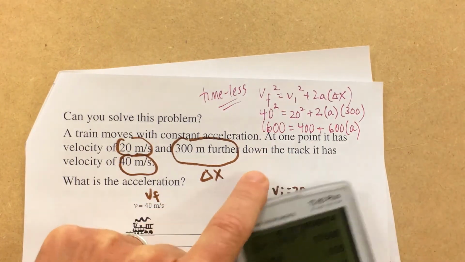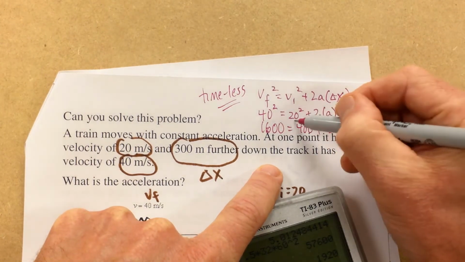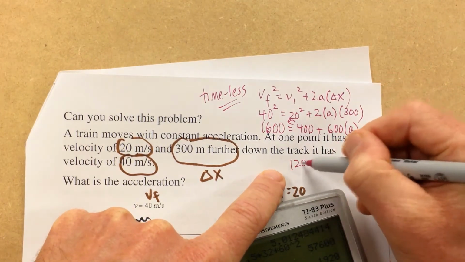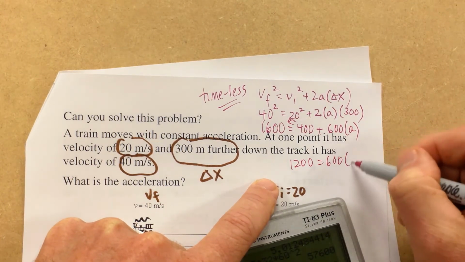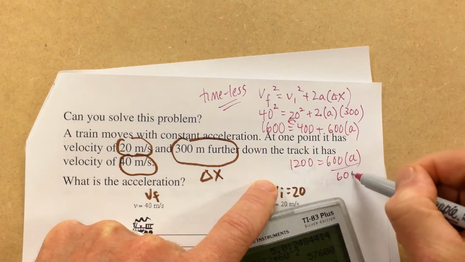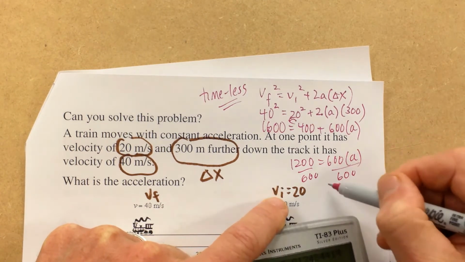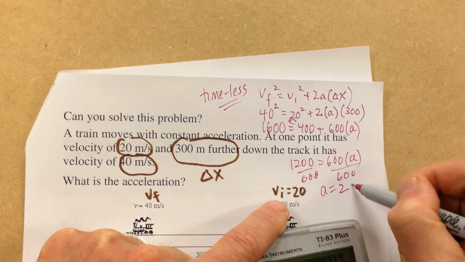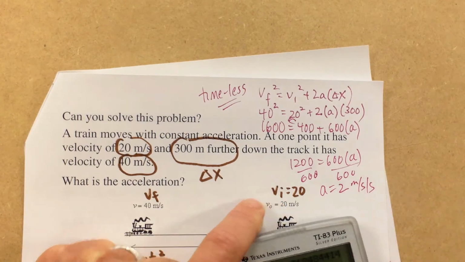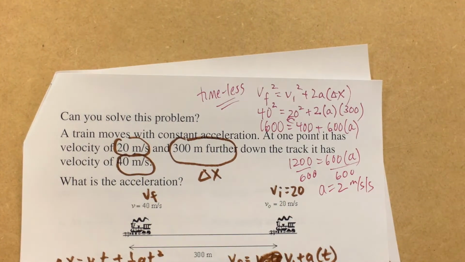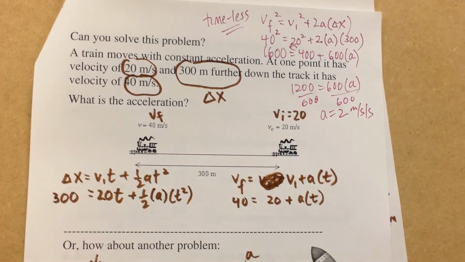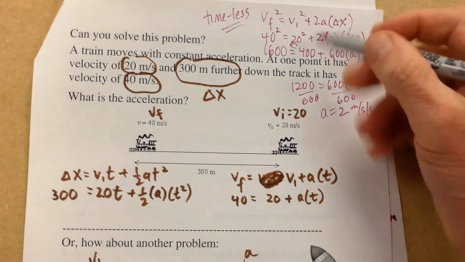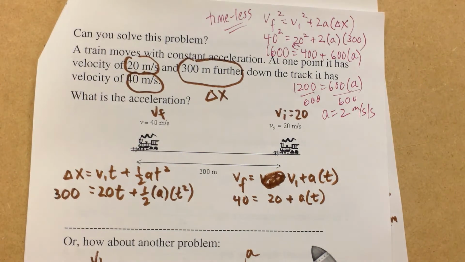Can you work through that now? We can put the 400 on the other side, and that gives us 1200 equals 600A. Divide through by 600, and we get an A equal to 2. That'd be meters per second per second. Look how easy that was. Had we had to do all the other steps, that would have taken us quite a bit of time. But we now have this third equation that makes it pretty easy.